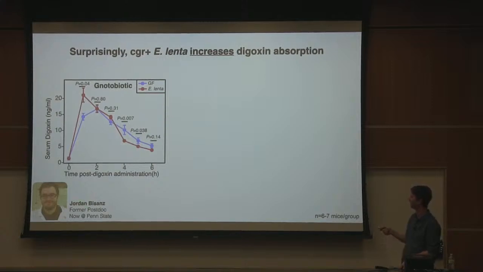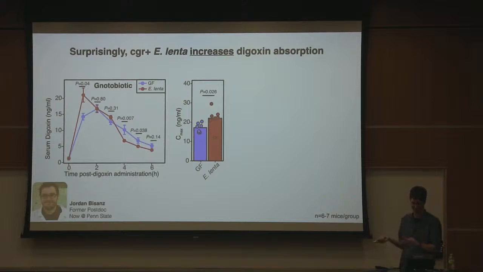What you can see is two pharmacokinetic curves. In blue, it's a germ-free mouse, and then red is the Eggerthella lenta monocolonized mouse. And what you can see is that at these early time points, there's significantly more drug in circulation of the mice colonized with Eggerthella lenta.